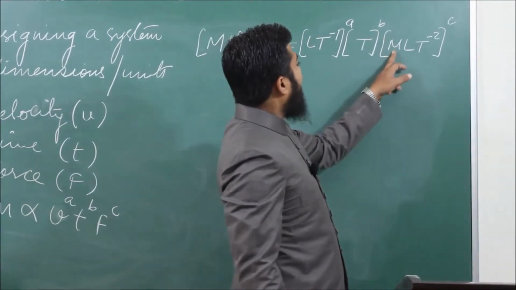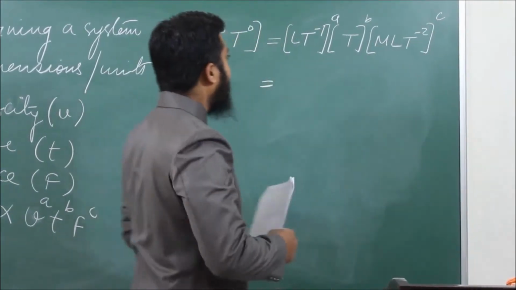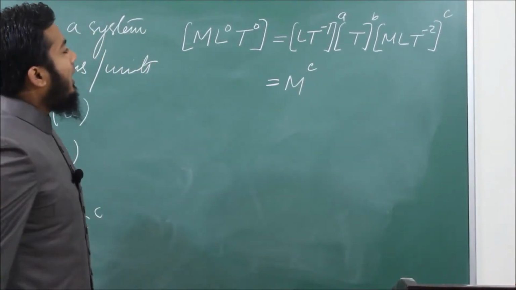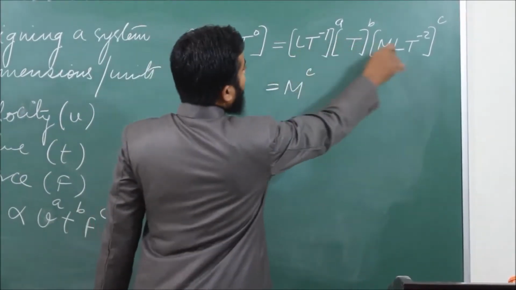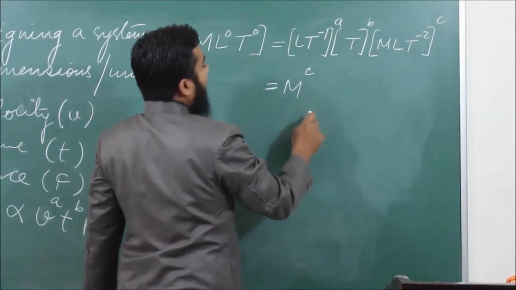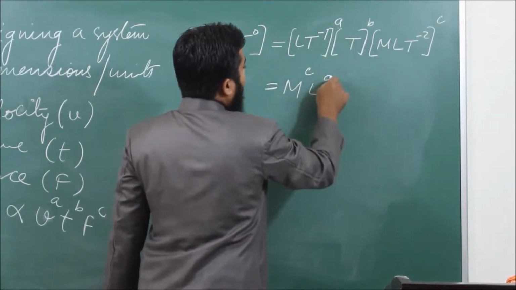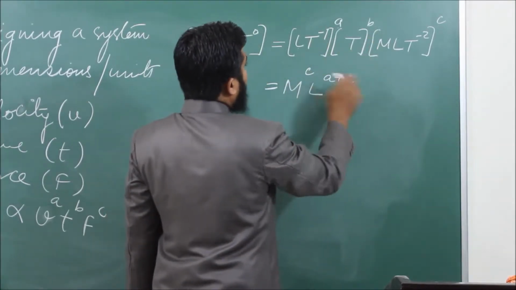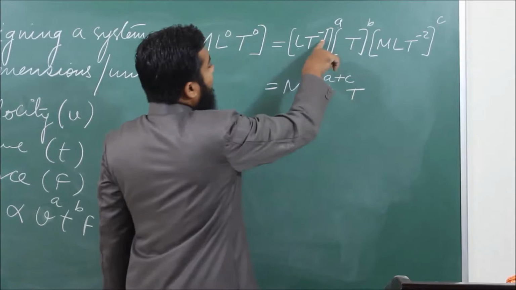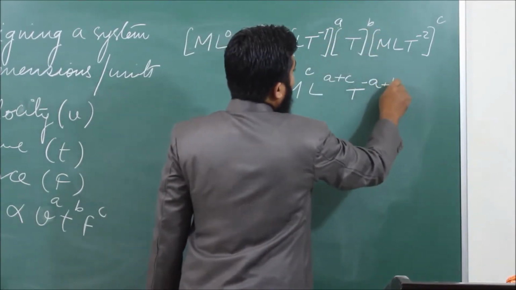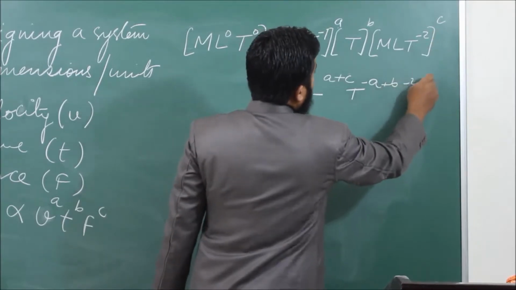M is appearing here. It has a power total C. So M raised to the power C. And L is here and here. So it has power A and C. So A plus C. L has total power A plus C. And T is appearing at 3 places. So T has total power minus A and plus B, and then minus 2C.